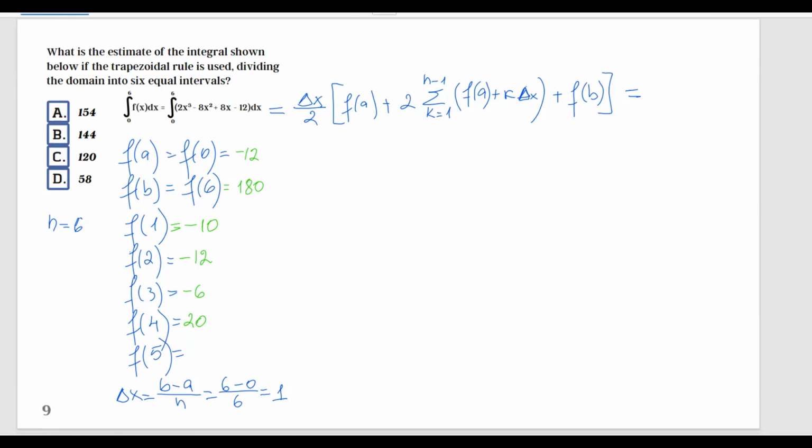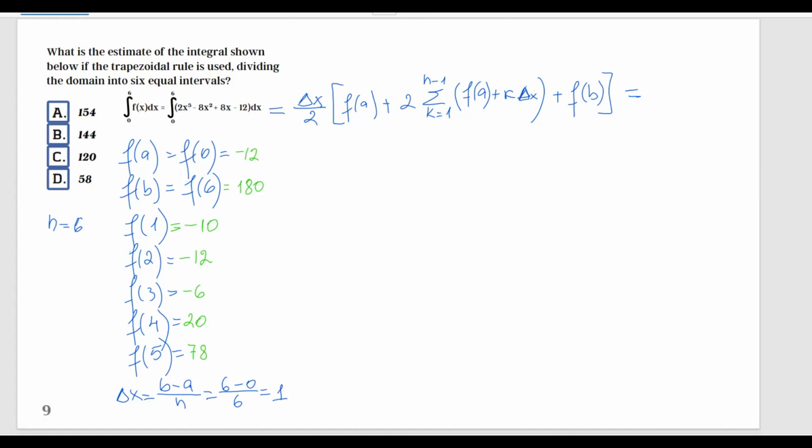Let's do f of 5. So 5 power 3, 125, 2 multiplied. 5 power 2, 25 multiplied by 8. Then we subtract. Then we have 8 multiplied by 5. That's 40. We add. And then 12 subtract. f of 5 gives you a value of 78. So we finally did all of these values.